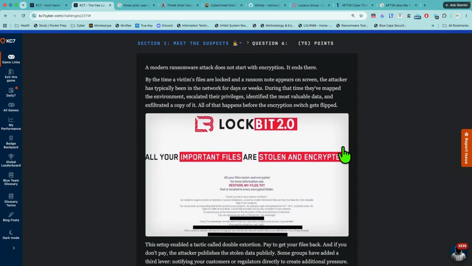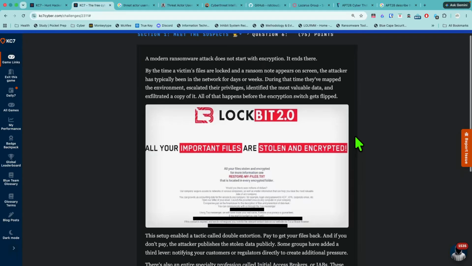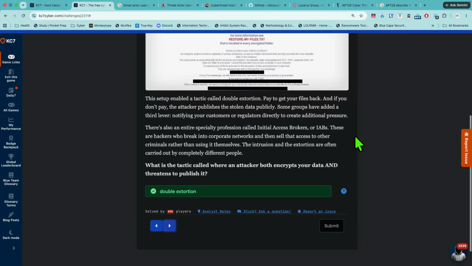Alright. A modern ransomware attack does not start with encryption. It ends there. By the time a victim's files are locked and a ransom note appears on screen, the attacker has typically been in the network for days or weeks. During that time, they've mapped the environment, escalated their privileges, identified the most valuable data, and exfiltrated a copy of it. All of that happens before the encryption switch gets flipped.